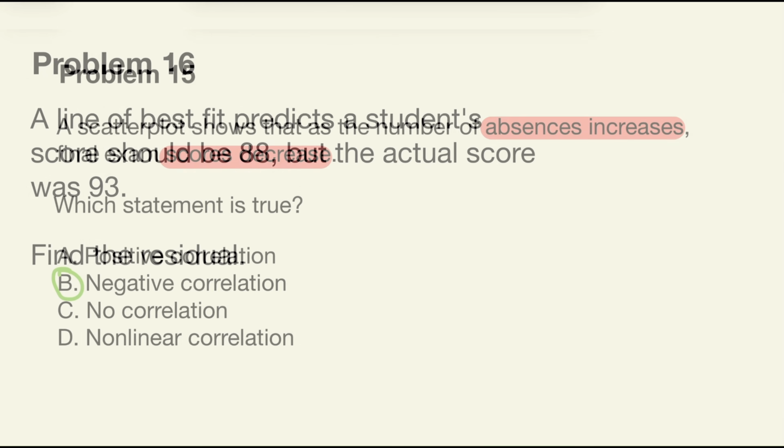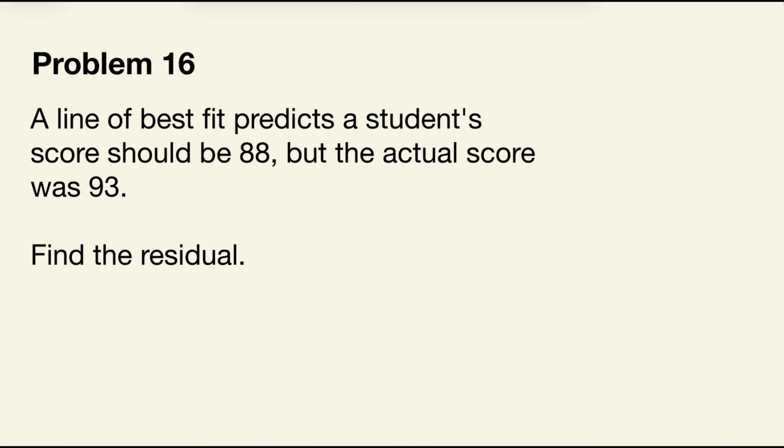final answer. Here is problem number 16, and it reads, a line of best fit predicts a student's score should be 88, but the actual score was 93. Find the residual. So I'll just go ahead and highlight some keywords here. We have predicts, we also have actual score, and residual. So let's go ahead and use the residual formula, and I'll abbreviate that. We know that R for the residual equals A for actual minus P for the predicted.